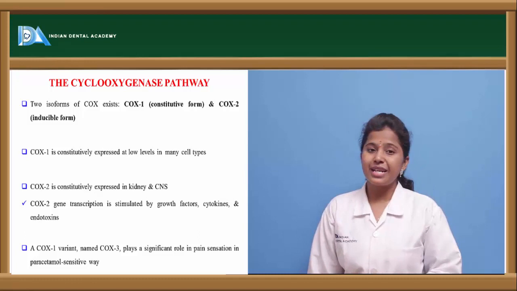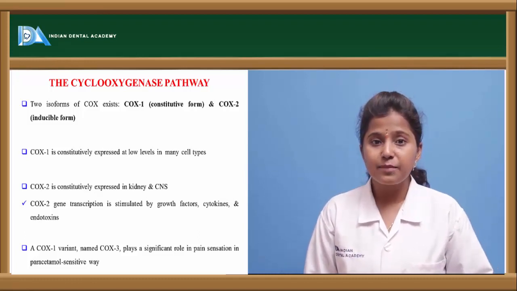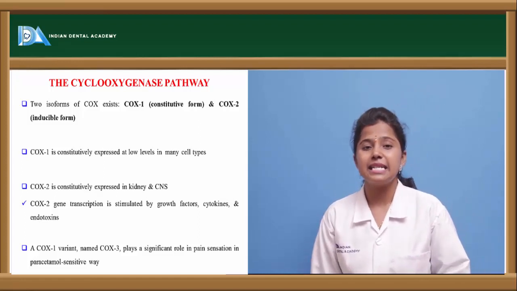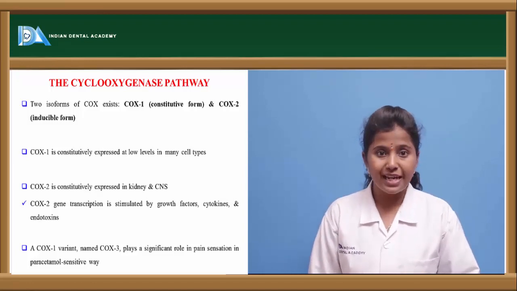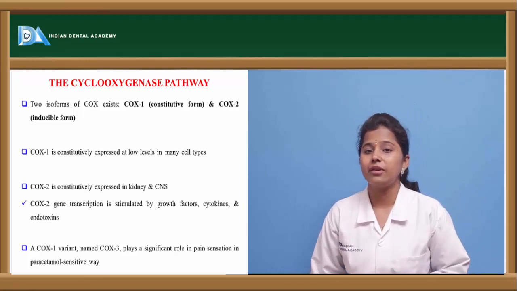And this COX-1 enzyme is present in mostly all types of cells, but the COX-2 enzyme is mainly released in the kidney and CNS only. As I told you, it is released locally and exerts its actions, and thereby it is eliminated from the body if any remains.